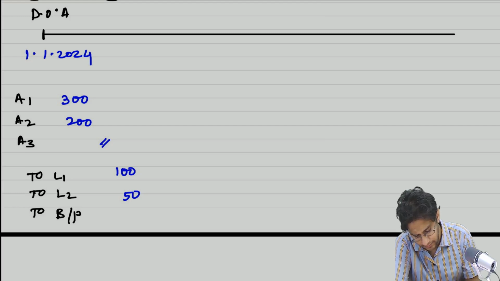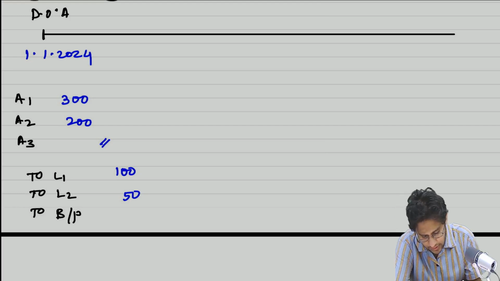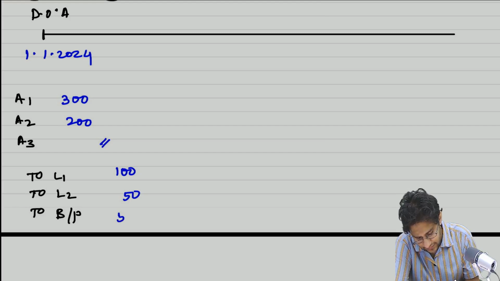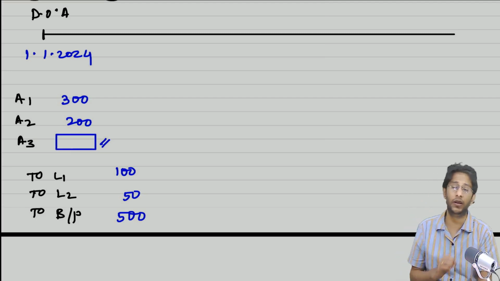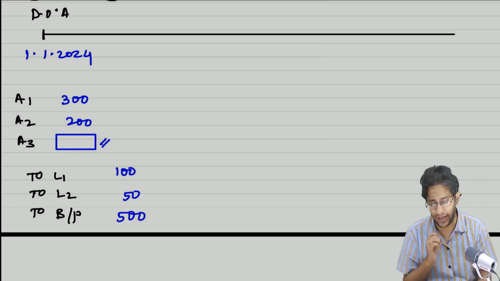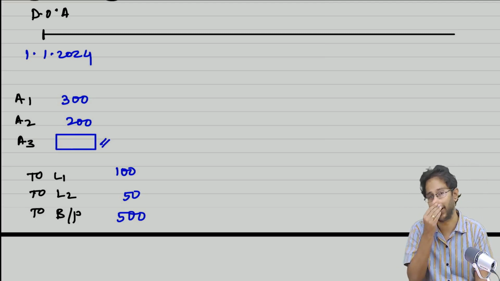PC, let us say, is 500. So unless I identify A3's number correctly, I will not be in a position to determine goodwill or capital reserve. But A3's fair value I could not identify.